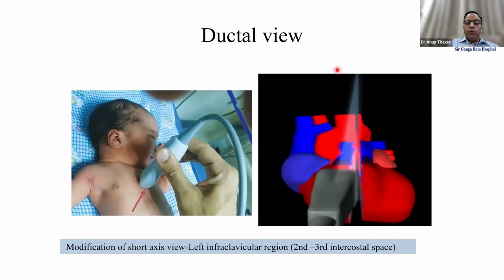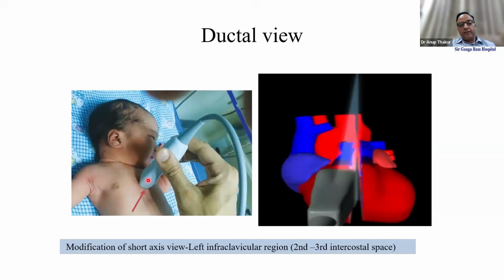So in functional echo, to look for the PDA diameter, we make a ductal view. The ductal view is basically a modification of the short axis view. So the heart is lying like this. To go for short axis, your pointer should be towards the left shoulder, and you have to go up, around the second or third space just below the clavicle, and from there you make a ductal view and tilt your probe slightly towards the leg. In that case, you'll make a ductal view.